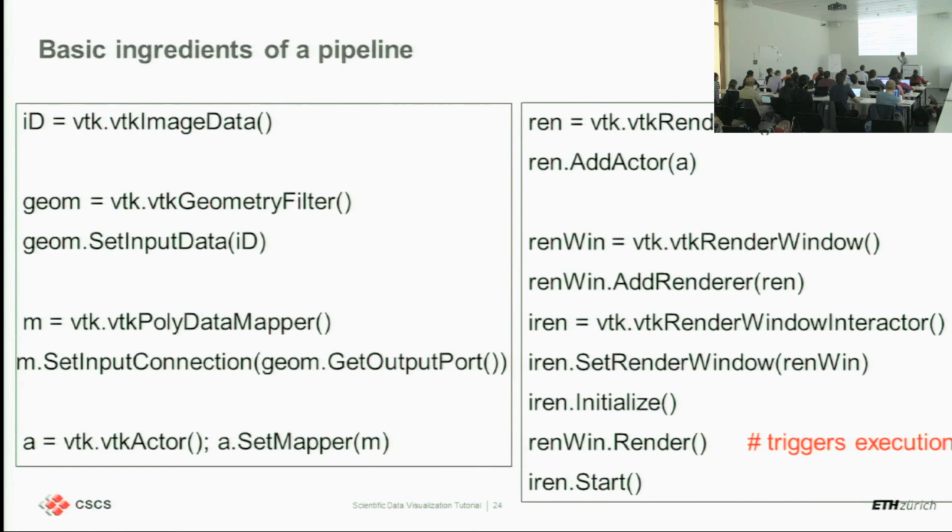Let's see now the full pipeline. Here's the source of the data. Here's the geometry filter. Here's the mapper. We have to make a graphics object, and this is called an actor in VTK. So we define it as an actor. We set the mapper of this particular actor to be M. So there again is my pipeline. We go to the top of the screen, we define the renderer, we add the window, and then we trigger the execution here, and we start the interactive thing.